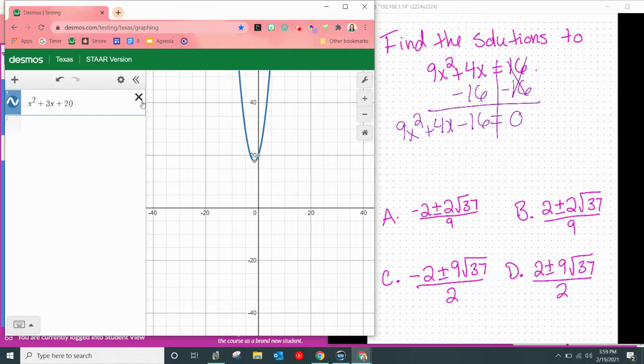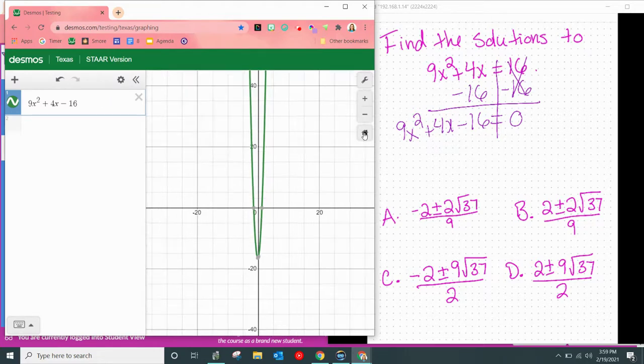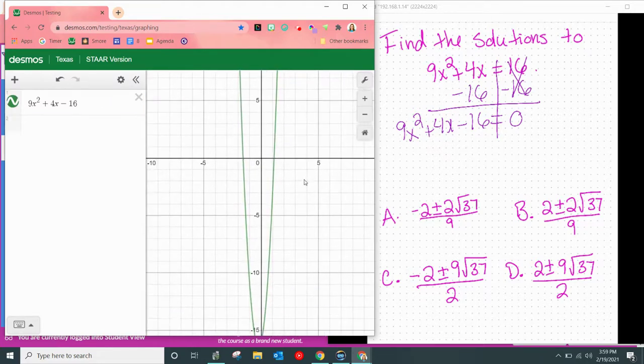So now I'm going to come over here to Desmos and I'm going to graph it. 9x squared plus 4x minus 16. Okay, so here it is. I'm going to hit my home button because it usually gives me a better view. Oh, this one is definitely crossing the x-axis. So you'll get something like this, crazy decimals, right? But then look at my answer choices, A, B, C, and D.